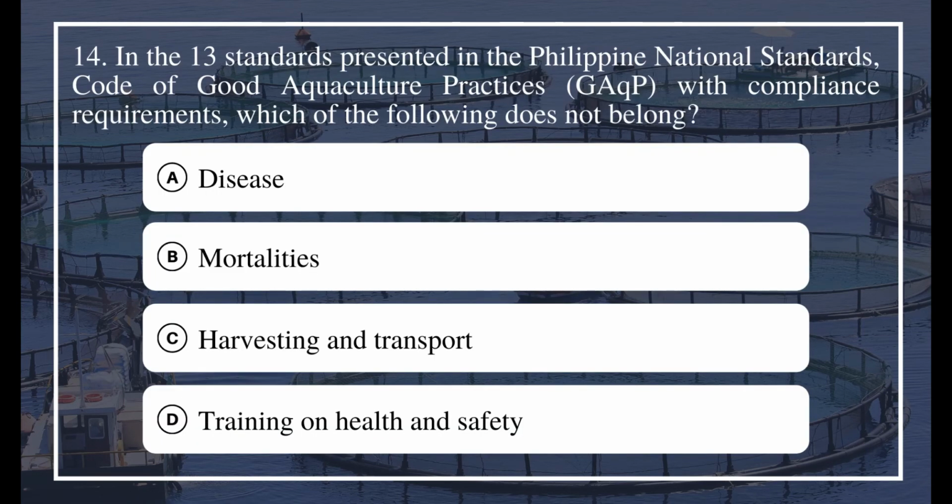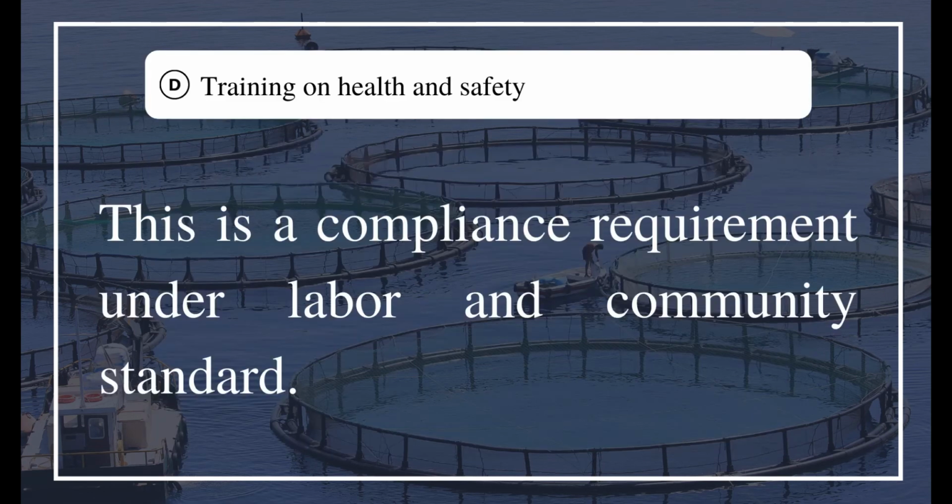14. In the 13 standards presented in the Philippine National Standards, Code of Good Aquaculture Practices, GAqP, with compliance requirements, which of the following does not belong? A. Disease. B. Mortalities. C. Harvesting and transport. D. Training on health and safety. The answer is D. Training on health and safety. This is a compliance requirement under Labor and Community Standard.